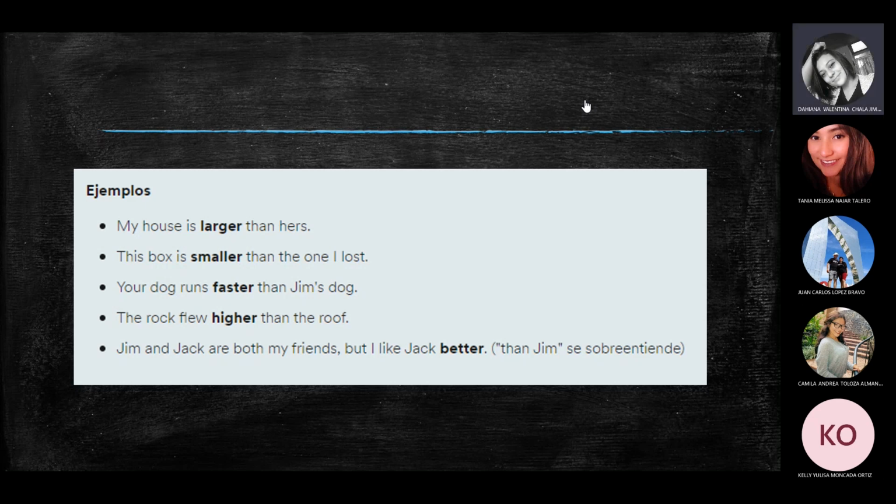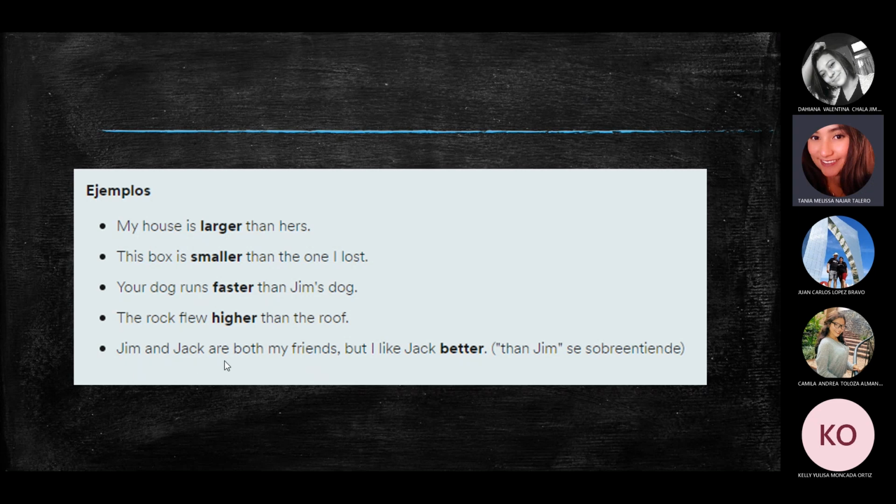I think it is subject, verb, more, adjective, then, and the complement. Yeah, that's right. Excellent. Remember that it's for the comparative grade, right? So now please explain to me the last sentence.